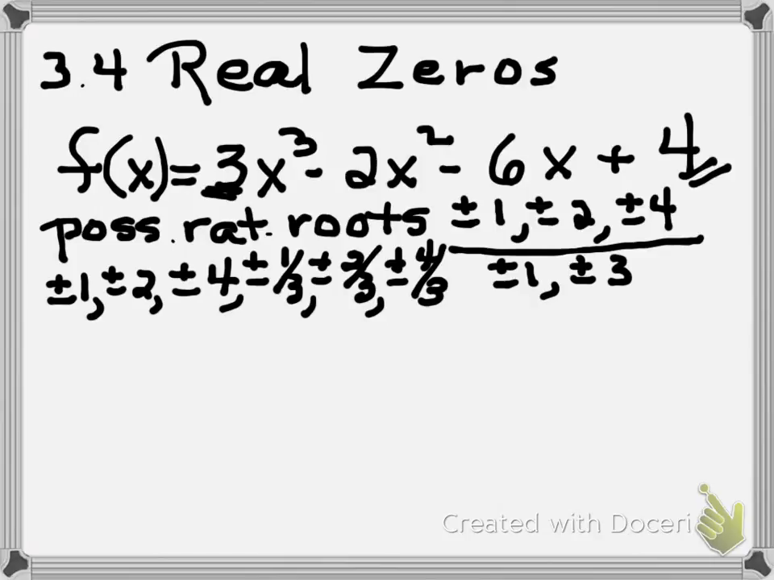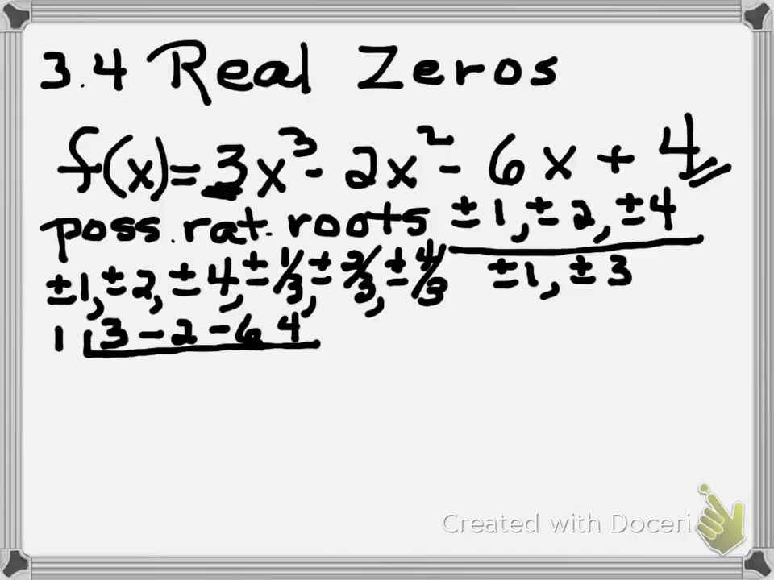So we try, and I believe synthetic division is going to be the way that you want to go, because it's going to be a lot quicker for you to try to find the root or solution. So we try a bunch of these. I'm going to try, for example, 1. If I try 1 as a root, I'm taking the coefficients of each of the terms in the polynomial: 3, negative 2, negative 6, and 4.